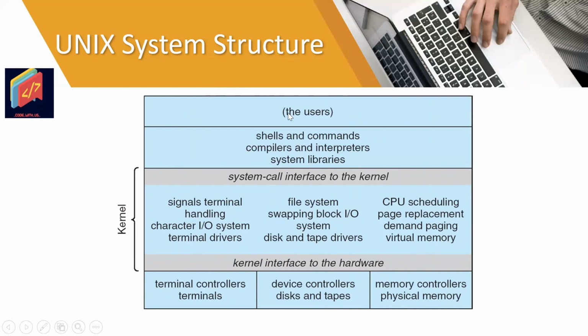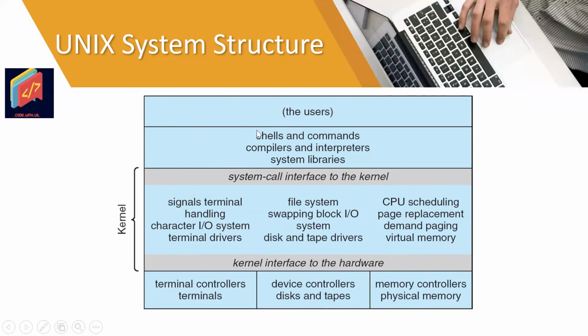The first thing is it has users, and second, the shells and commands, compilers, and interpreters, system libraries. And here is the system call interface to the kernel. This part is the kernel mode. Here are the signals, terminal handling, character I/O system, terminal drivers, and the file system, swapping, block I/O system, disk and tape drivers. And the third one is CPU scheduling, page replacement, demand paging, virtual memory. This is the system call interface to the kernel, and this part is the kernel interface to the hardware. It means the terminal controllers, terminals, and the device controllers, disks and tapes, and next the memory controllers, physical memory.